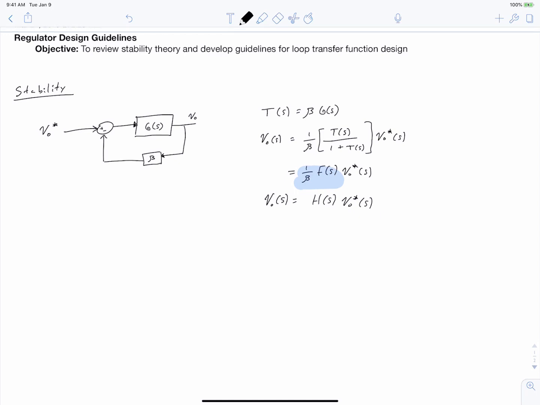And so the idea of stability theory is to give us a set of conditions that we can check in order to make sure that our output can never become unstable. So we want to make sure that if we give any reasonable input, that our output does not become unbounded, that we don't blow up our circuit. We're going to work up to a set of simple conditions that we can use as tools for this class.